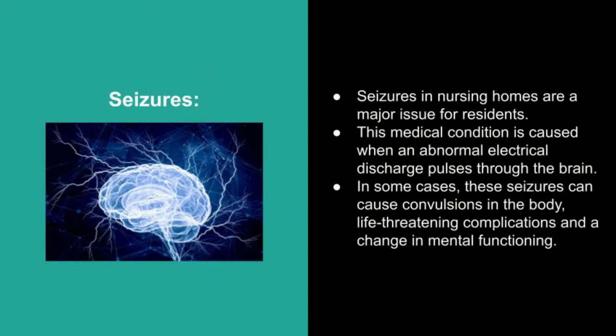Seizures are also a major issue for residents in nursing homes. This medical condition is caused when an abnormal electrical discharge pulses through the brain. In some cases, these seizures can cause convulsions in the body, life-threatening complications, and a change in mental functioning.